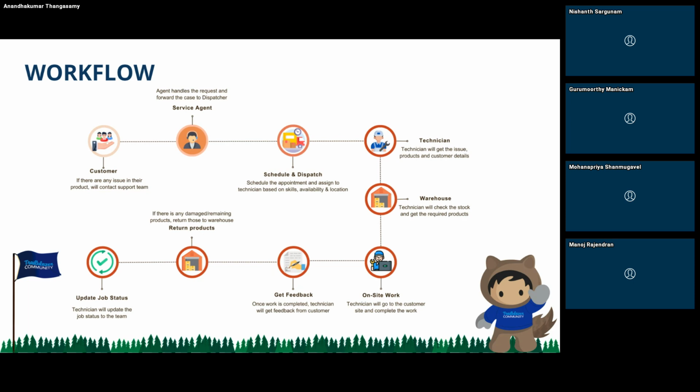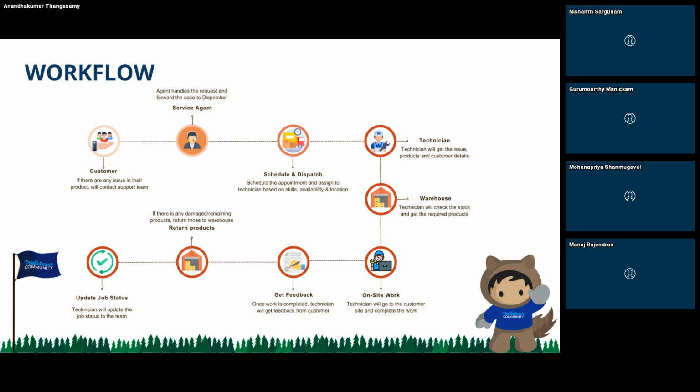So the next stage is on-site work. Once the pre-work is all done, the technician will go to the customer location and start his work. He has the mobile app handy, right? Once the work is started, he can update the service appointment status, like the work is in progress, or if it cannot be completed, then the work can be marked as cannot complete or on hold. All the statuses can be updated through the mobile app.